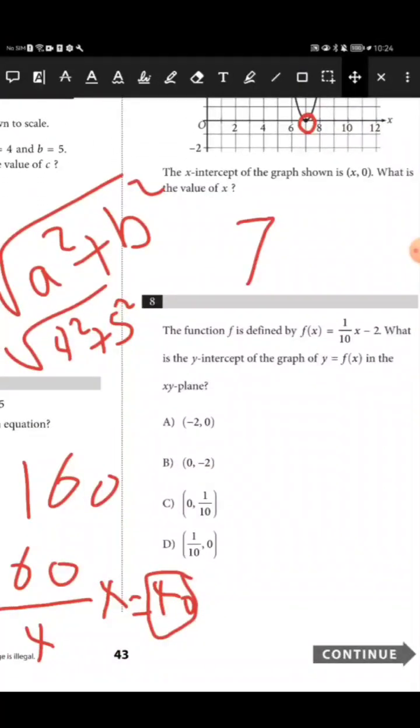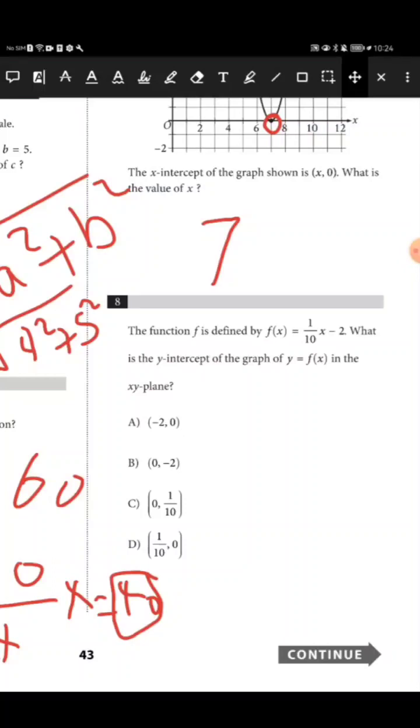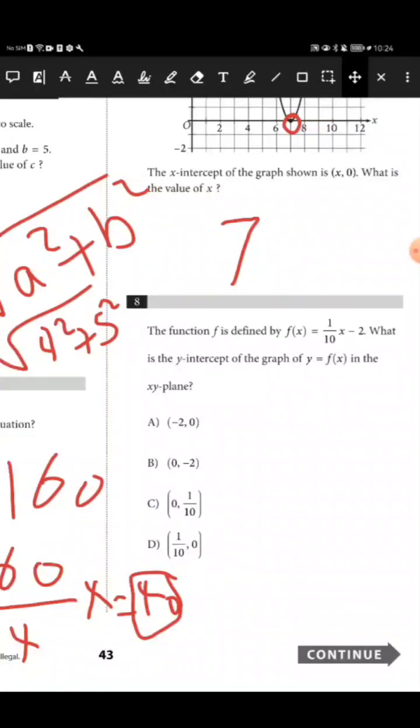Number 8. The function is defined by f of x equals 1 over 10 x minus 2. What is the y-intercept of the graph of y equals f of x in the xy plane? So the y-intercept of this equation is negative 2.